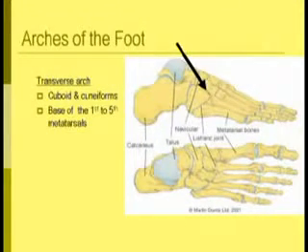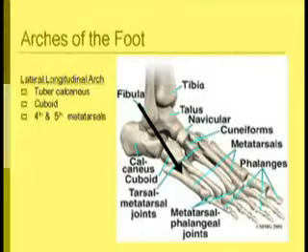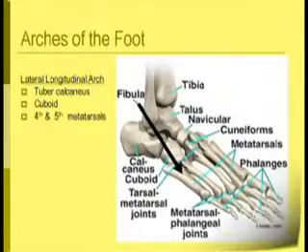To understand the pathogenesis of Charcot's arthropathy, one has to look at the anatomy of the foot. The transverse arch has the cuboid and the cuneiforms, and the bases of the first to the fifth metatarsals. The medial longitudinal arch consists of the calcaneus, the talus, three metatarsals, and the navicular and cuneiform bones. The lateral longitudinal arch consists of the calcaneus, a cuboid, and the fourth and fifth metatarsals.